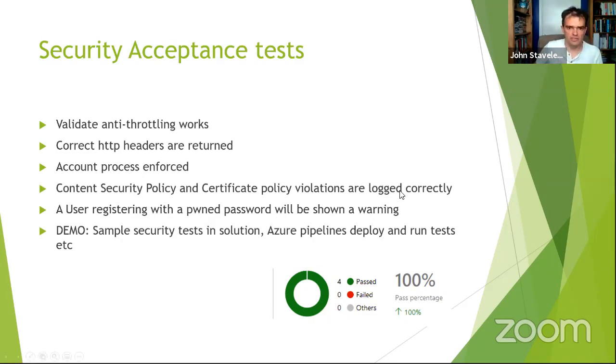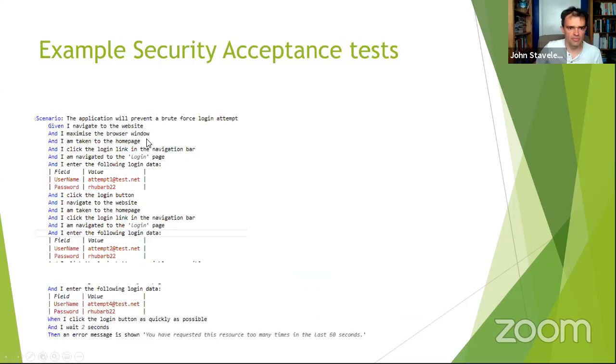Okay, so very quickly, that's what an acceptance test looks like. So this is SpecFlow and it's running Selenium to interact with the website. So it's navigating to the website, it's checking that it's taken to the home page, it's clicking login, it's putting in attempt 1, blah. It clicks login, ignores the error when it says it's not logged in, attempt 2, attempt 4, and then it asserts that you have requested this resource too many times in the last 60 seconds. So it's checking that the brute force attack will fail in a practical way.